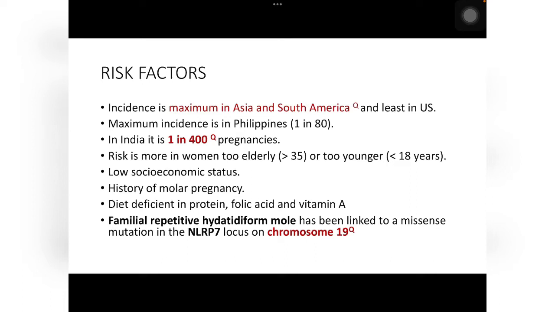The incidence is going to be maximum in Asia and South America. And in Asia, it's maximum in the Philippines. The incidence is 1 in 80. Whereas in India, it is 1 in 400. All these are important points. The risk is very high in either very elderly women or in teenage pregnancies. And low socioeconomic status is very common. If there is a history of molar pregnancy, then the chance of recurrence is high. It is 1 to 4%. This again is an MCQ. Any diet deficient in protein, folic acid, vitamin A, all this results in molar pregnancy.